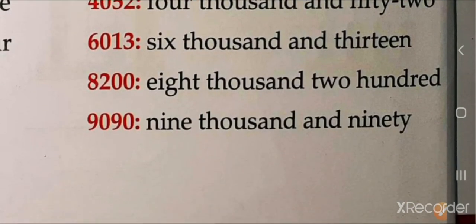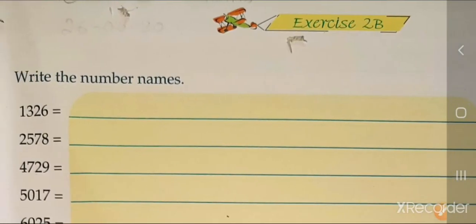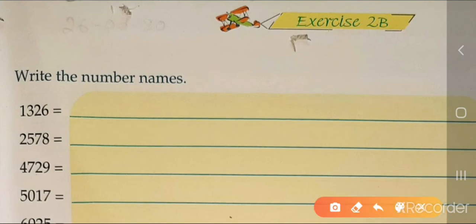Okay, so let's start. This is exercise 2b. Okay, so the number is 1326. So how can I read this number? First of all you have to find the place value of each digit. You have to find the place value. Suppose this digit is on the ones place, so it will be ones. This will be tens, this will be hundreds, and this will be on the thousands place, so it will be thousand.